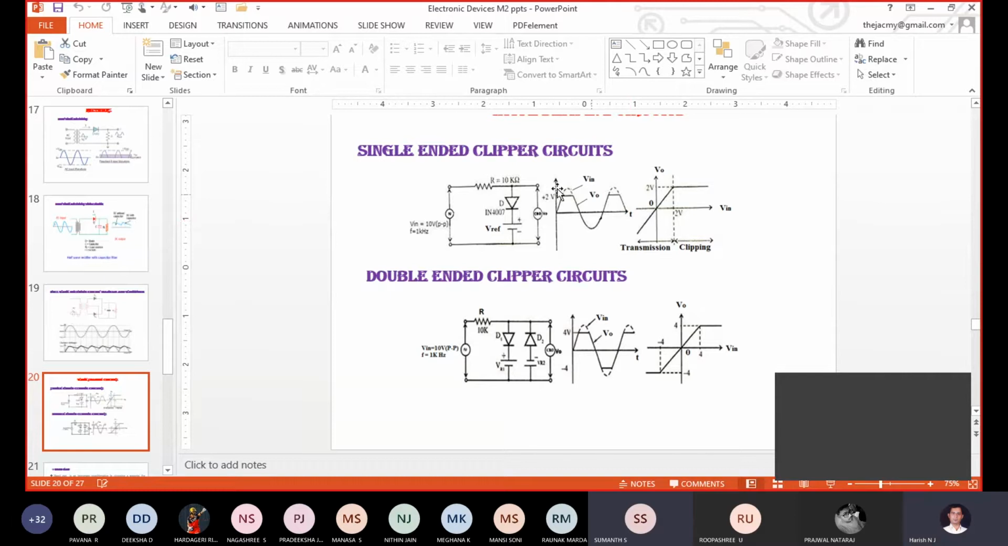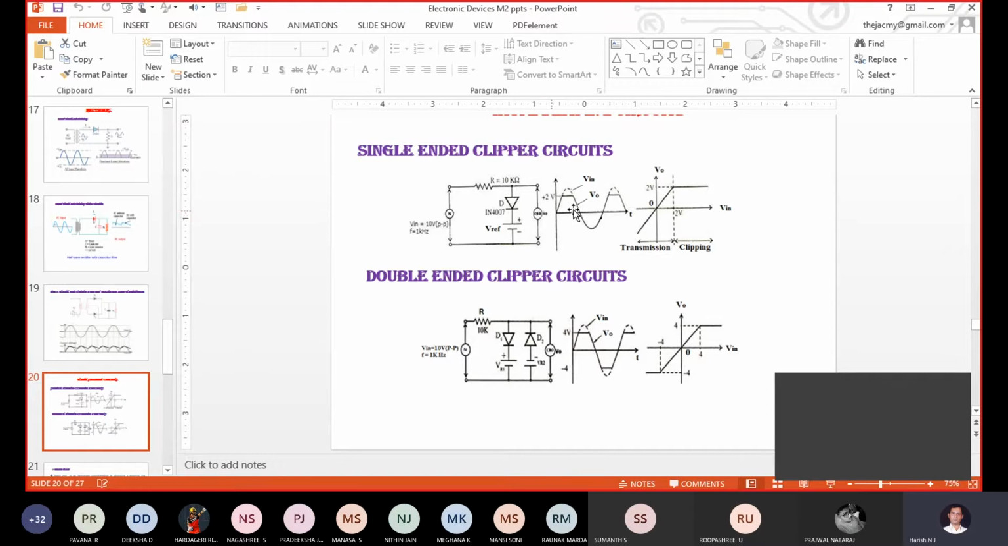Yeah. So in this circuit diagram, we are not completely removing either the positive half of the cycle or the negative half of the cycle. We are just removing part of the input signal. Correct. What is the definition of the clipper? The clipper is a circuit used for removing just part of the input signal. The clipper circuit is also called a slicer.